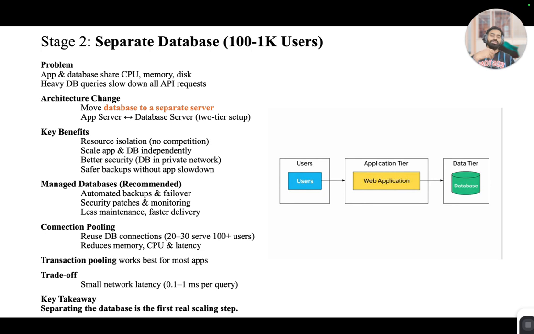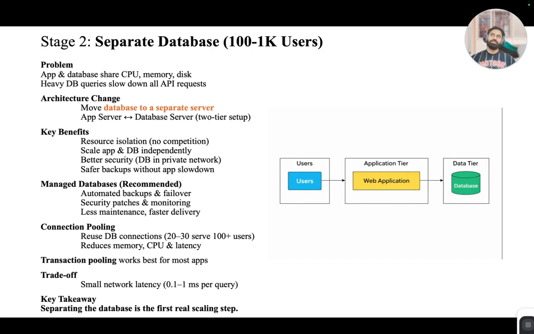Now let's see how to manage the database services, because we have separated the database to a different server, so we should also see how to manage those. At this stage most teams stop managing the database themselves, right? They use managed services like Amazon RDS, Google Cloud SQL, or Azure Database. These services handle automatic backups, security updates, monitoring and alerting, failover by standby servers, or optional read replicas.